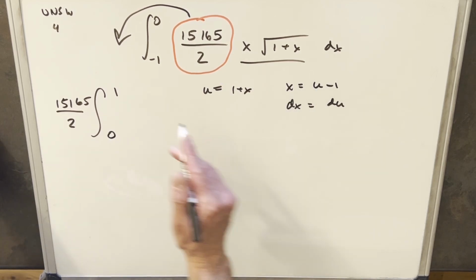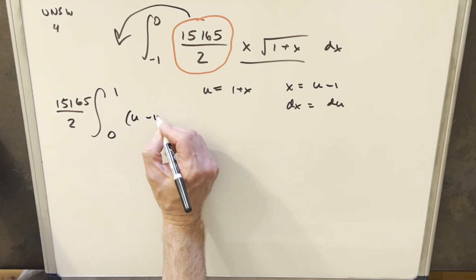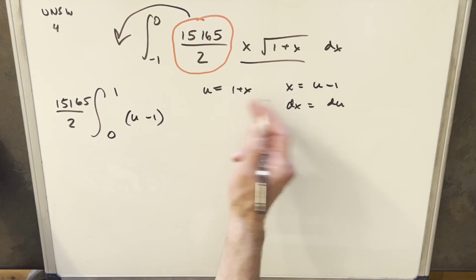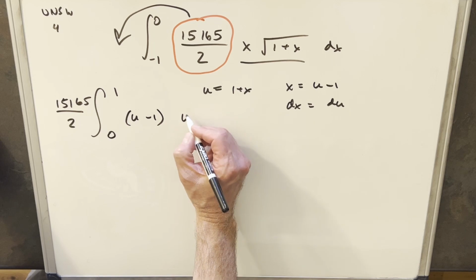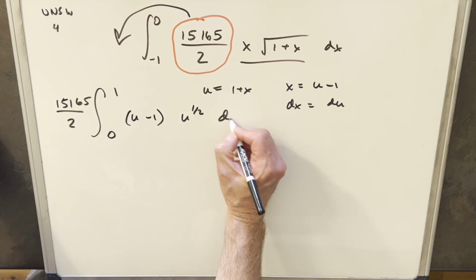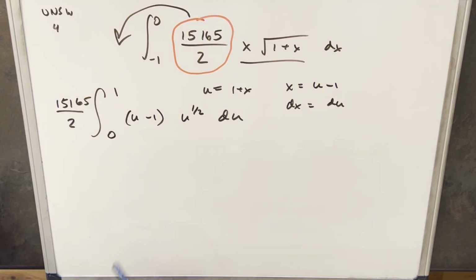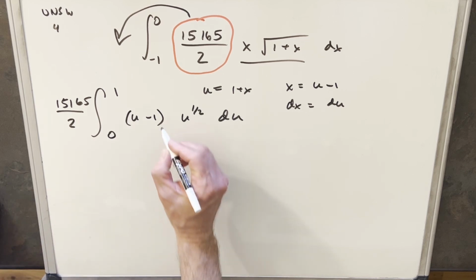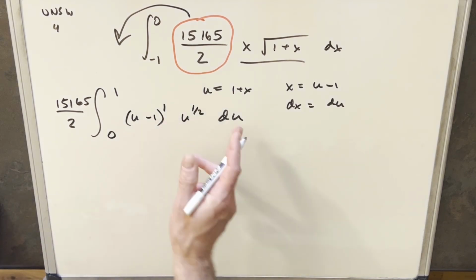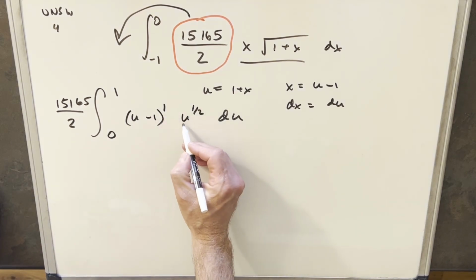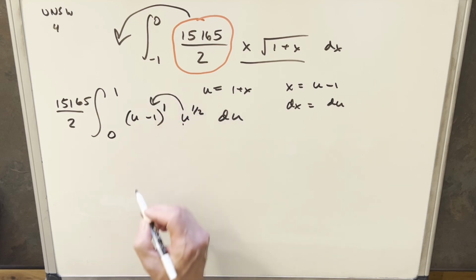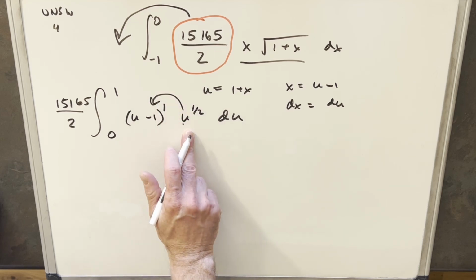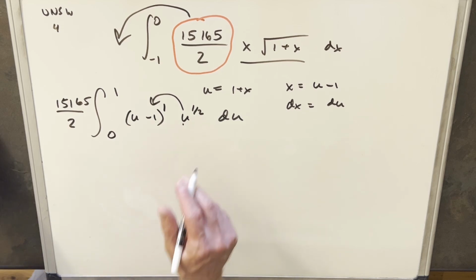We have our value for x, which is going to be u minus 1. And then 1 plus x is going to be u, but we're going to raise it to the 1/2 power, du. Now you may notice this isn't the exact right form for the beta function. We have an exponent there. We could do this with the beta function. I'm not going to do that though. I'm just going to choose to distribute this in. And then when I distribute that in, we should be able to use the power rule. So let's see how that's going to look.